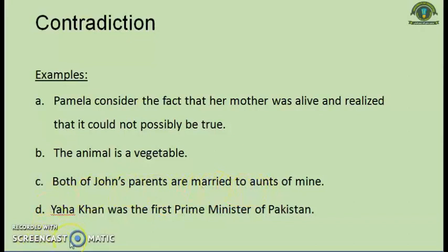In the next example, Yahya Khan was the first Prime Minister of Pakistan. From this statement, we have identified that Yahya Khan was actually not the first Prime Minister of Pakistan. So what we have identified here is that the sentence senses are contradictory. They cannot be true simultaneously under one circumstance.